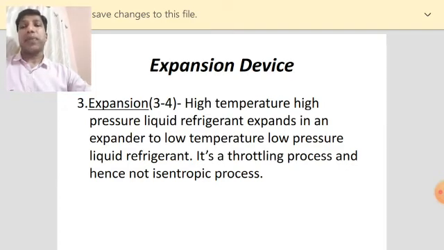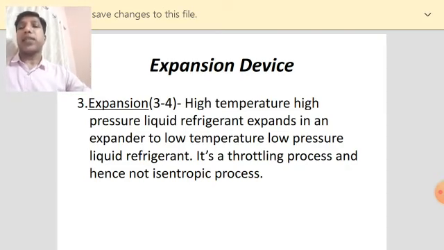The latent heat for the vaporization of this part of the liquid is taken from the remaining liquid. So the remaining liquid temperature reduces drastically, whereas a part of the refrigerant vaporizes. So what happens in the expansion device is, when a liquid passes through the expansion valve, a part of that liquid vaporizes because of the pressure reduction. When a part of the fluid vaporizes, it needs latent heat. That latent heat is taken from the remaining liquid, and the remaining liquid temperature reduces. In that way the temperature reduces.